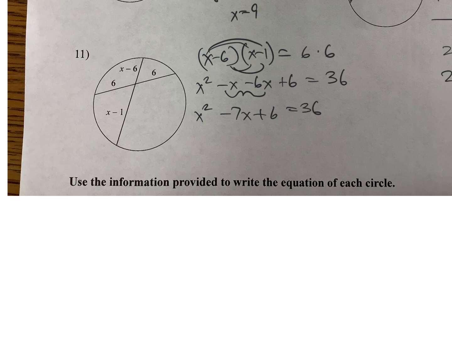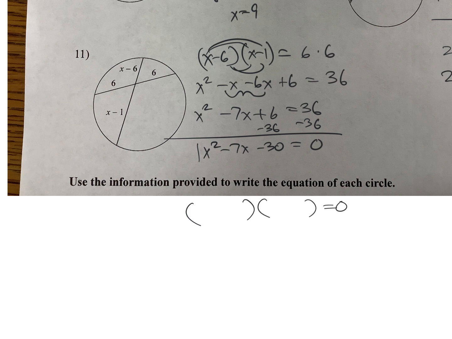All right, so now we're going to subtract 36 to the left to make a trinomial. X squared minus 7x minus 30 equals 0. So again, that's a 1 in front, which is what we want. It's easier. The two x's go in the first positions.